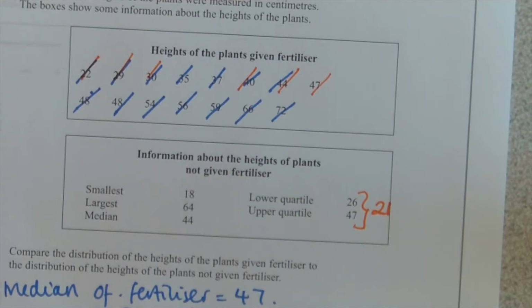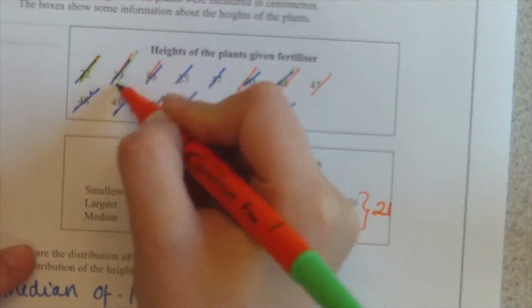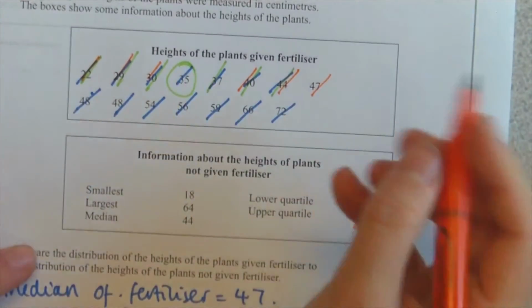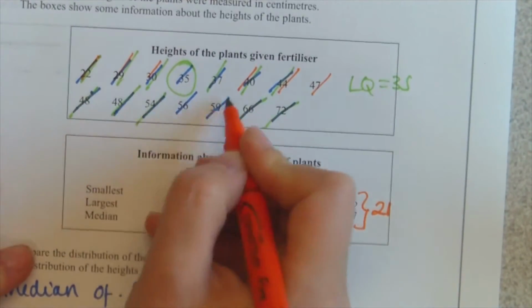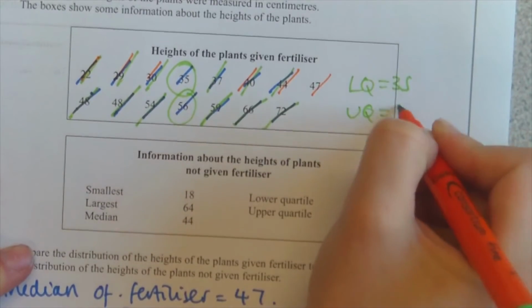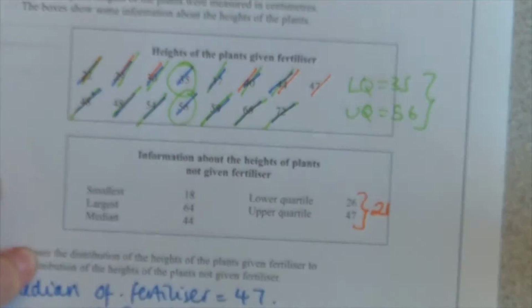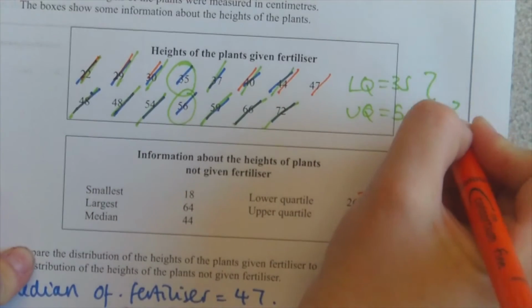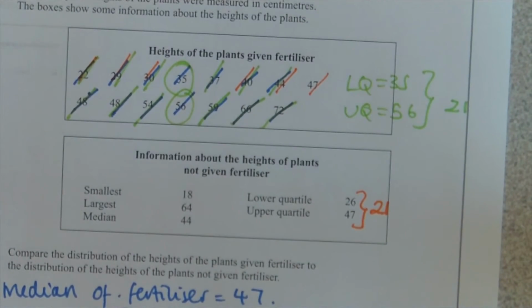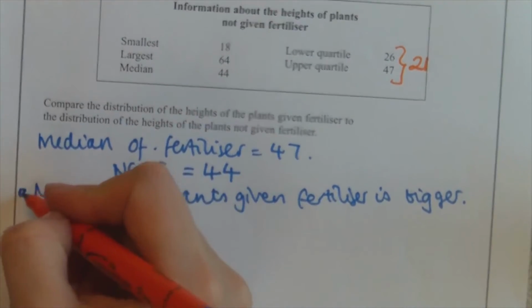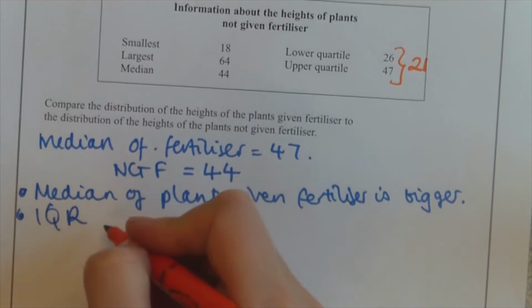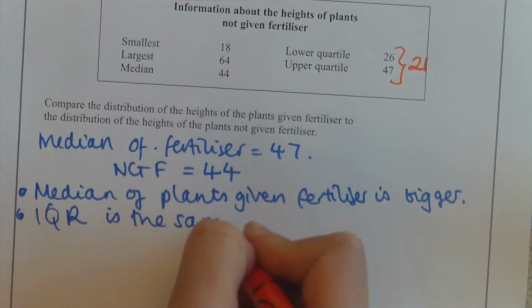Now I've just done the classic mistake of including the median to find my lower quartile. So my lower quartile here is 35, and my upper quartile is 56. So my interquartile range is going to be 21. So that's quite interesting. So my second statement could be that the interquartile range is the same.